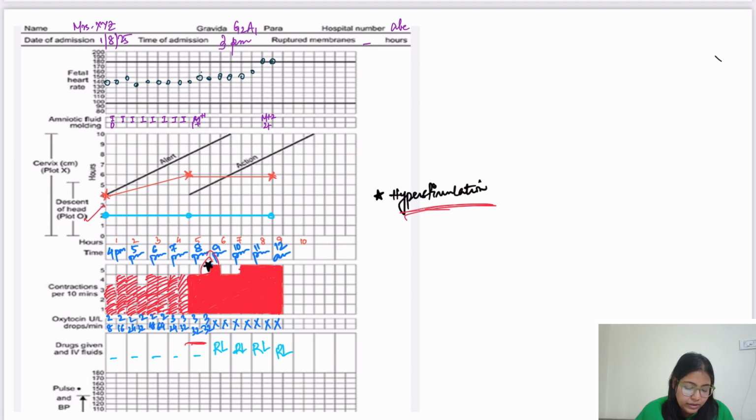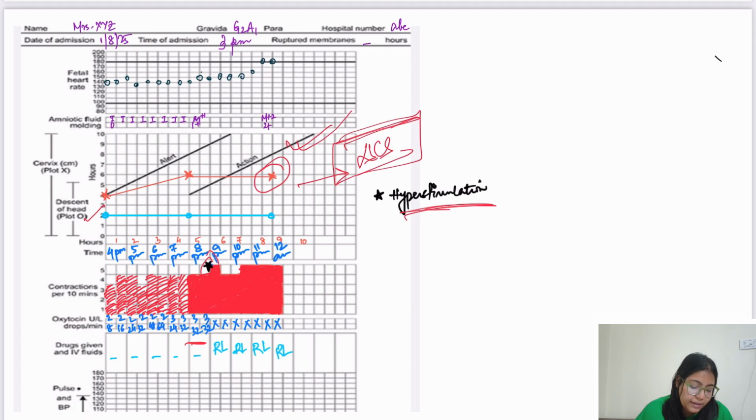So you stop oxytocin here, and then again after 4 hours when you examined, there is no progress of labor, it is still at 6 centimeter. So now it has crossed the action line. Now you have to take the decision. So we had planned this patient for lower segment cesarean section. Okay, so this is how we manage a patient from partograph.